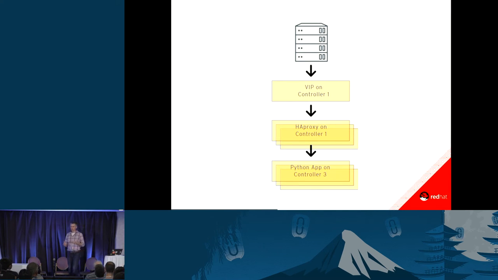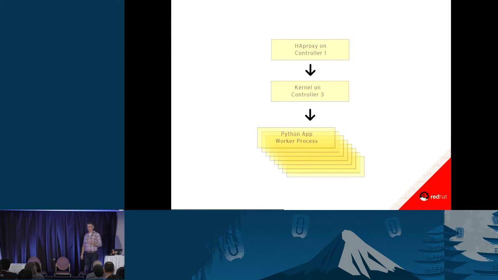Digging in a bit further, it's not as simple as that, right? Your request comes in, addressed to a virtual IP on one of your controller nodes. That virtual IP actually maps to a HA proxy. This is in Red Hat's reference architecture I'm talking about here. The virtual IP maps to a HA proxy instance, and the HA proxy instance is load balancing across those Python apps which are handling your requests. So the request might come into controller 1, and it's actually sent to the Python app running on controller 3.